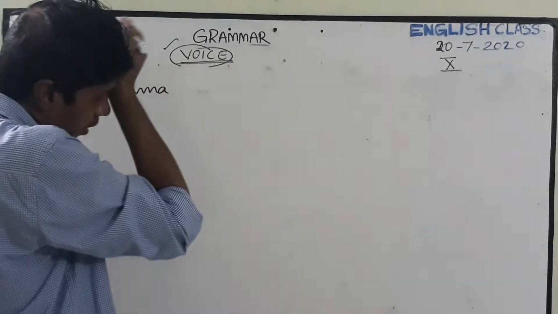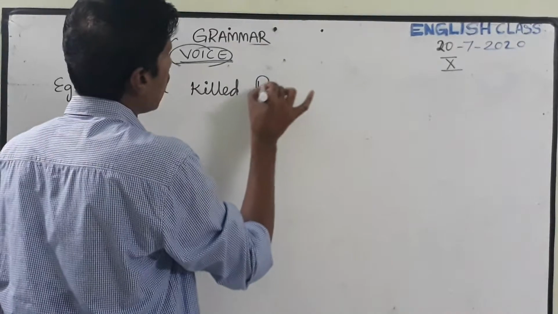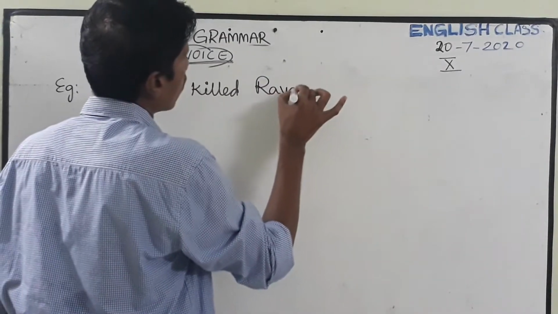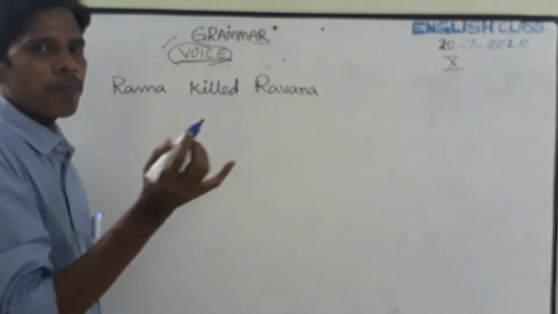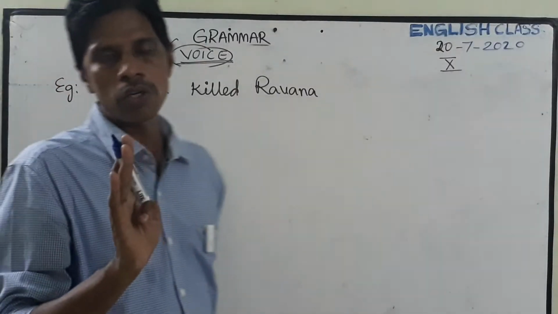Rama killed Ravana. Okay, are you listening? Very good. Sure, Rama killed Ravana. So, first of all, what do you want to do? That is the most important thing.